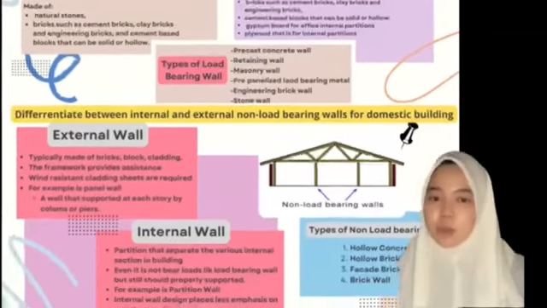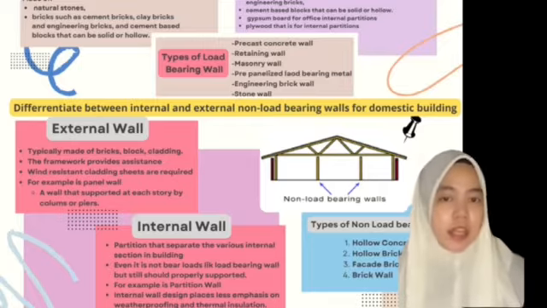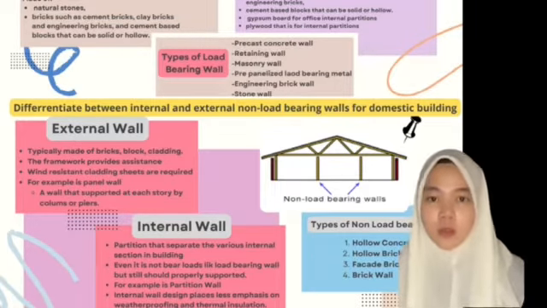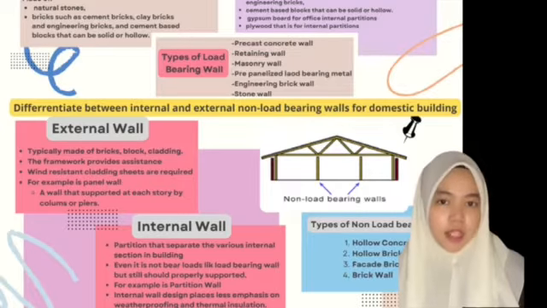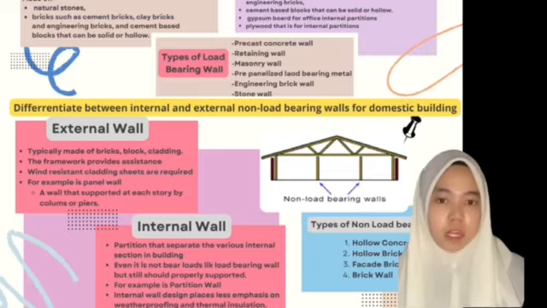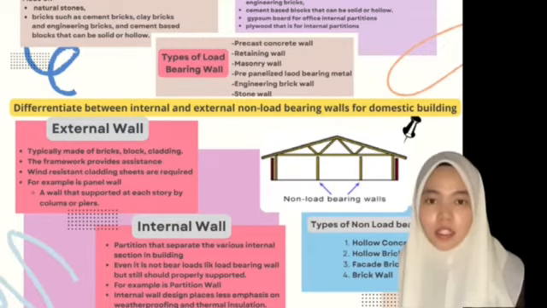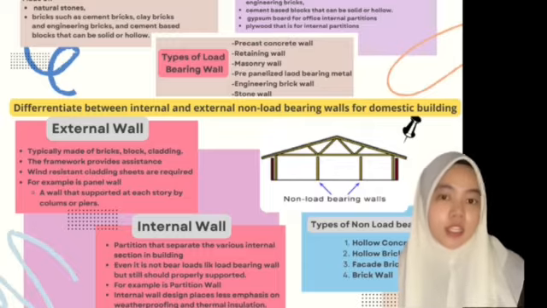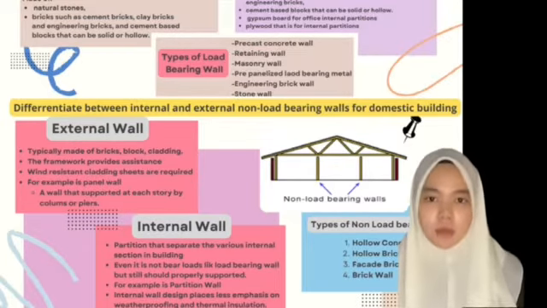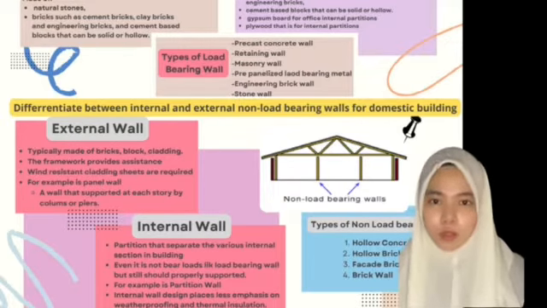Moving on to the last part that I am going to explain, that is the differences between external and internal walls for non-load-bearing walls in domestic buildings. External walls are typically made of blocks, bricks, or cladding. The framework provides assistance, and in addition, a wind-resistant cladding sheet is a requirement. Panel wall is an example, that is supported at each story by columns or piers.